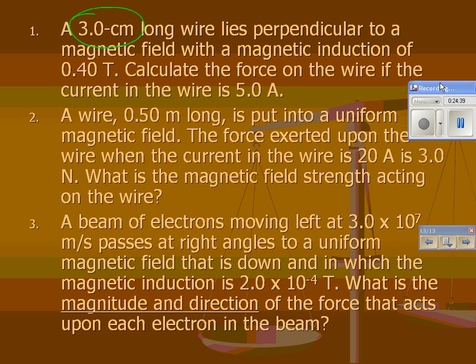And down here, it just says a beam of electrons is moving at a certain velocity in a field, calculate the direction and the magnitude of the force. What would we use for Q in that case? The elementary charge, 1.6 times 10 to the negative 19. And if it was a proton, what would we use? The same, just positive. Excellent.